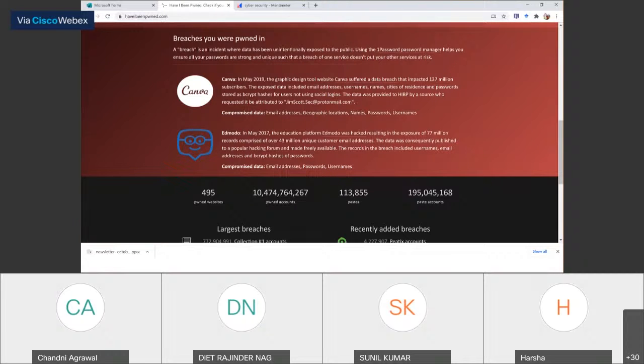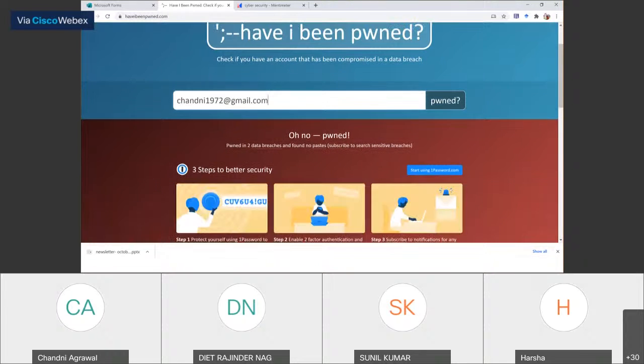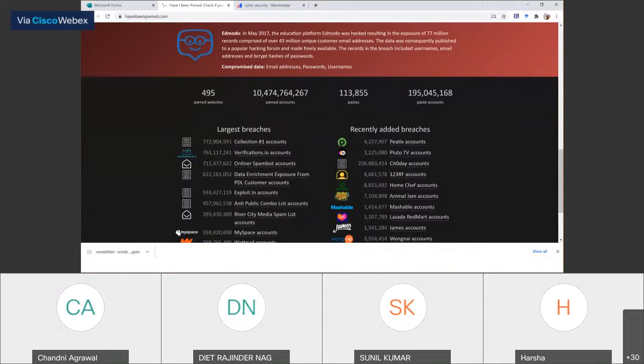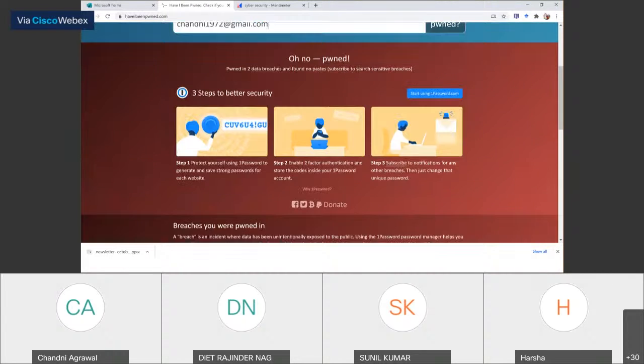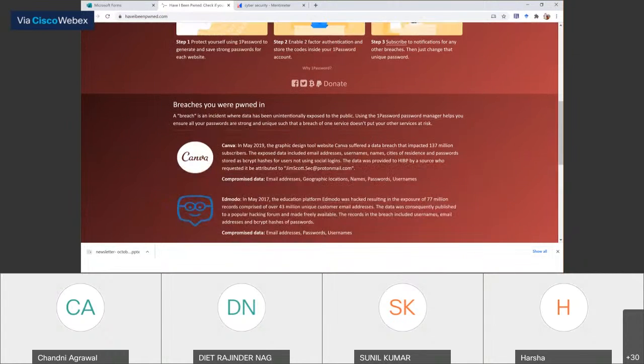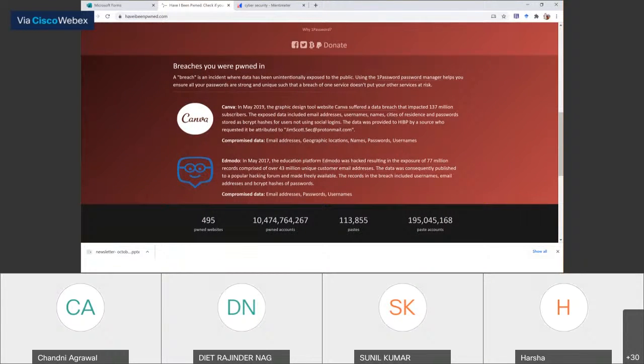This website is collecting the data. If you can see, these are the largest breaches that happened. They are recording which website or which company was hacked. Recently added breaches are listed here, people are adding breaches here. You can see so many accounts are breached. So what you can do is check whether your email ID has been found in some breach or not. Go to your email, find these sites. If you are getting messages from Canva or Edmodo, quickly unsubscribe.